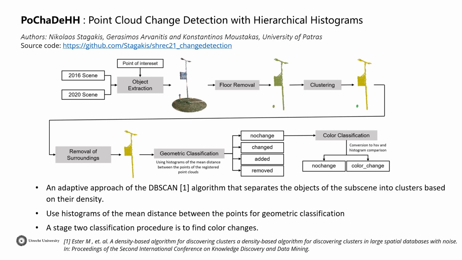Then we remove the floor of the extracted samplings, which helps us later to separate the different objects that may appear in the samplings. Then we estimate density clusters of each sampling in order to reject those objects that are far away from the center location, as they are not thematically related to the center object. In this step, we use an adaptive approach of the DBSCAN algorithm that separates the objects of the sampling into clusters based on the density.